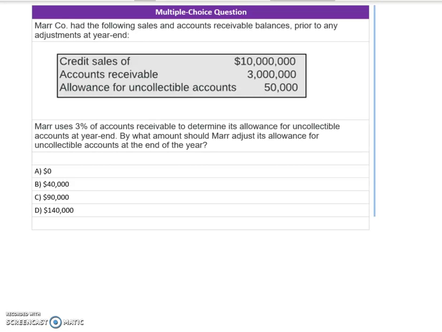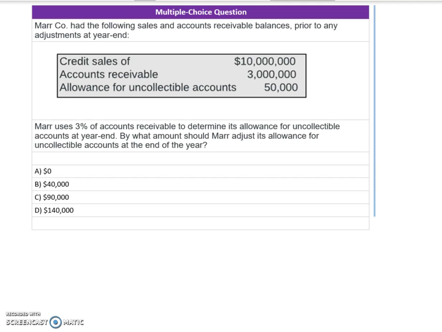All right, Marco had the following sales and accounts receivable balances prior to any adjustments at year end. They had credit sales of $10 million, accounts receivable of $3 million, and an allowance for uncollectible accounts of $50,000. MAR uses 3% of accounts receivable to determine its allowance for uncollectible accounts at year end.